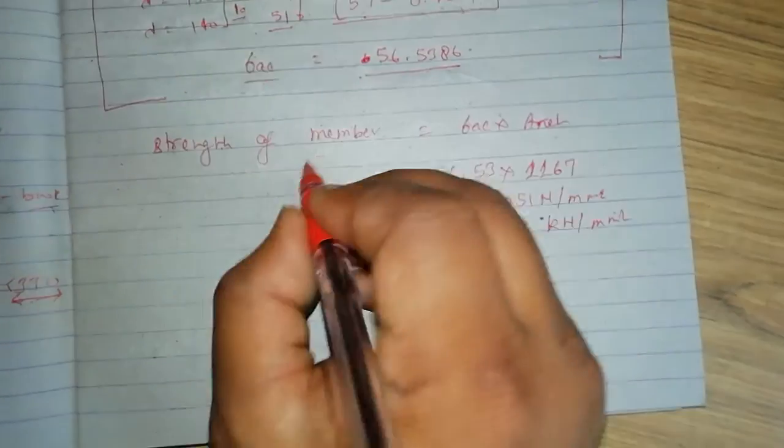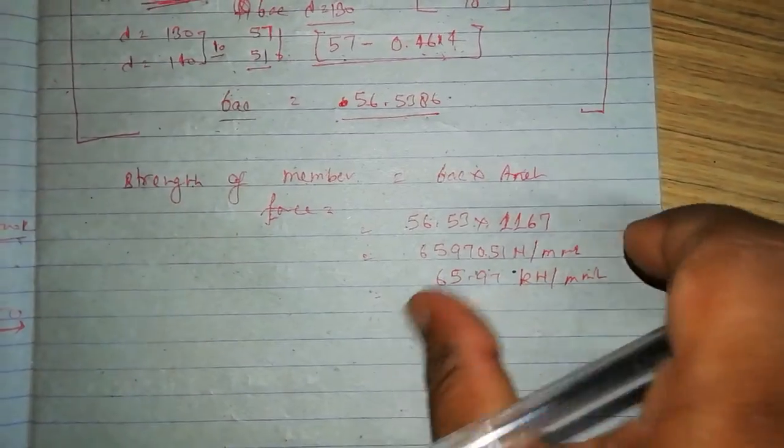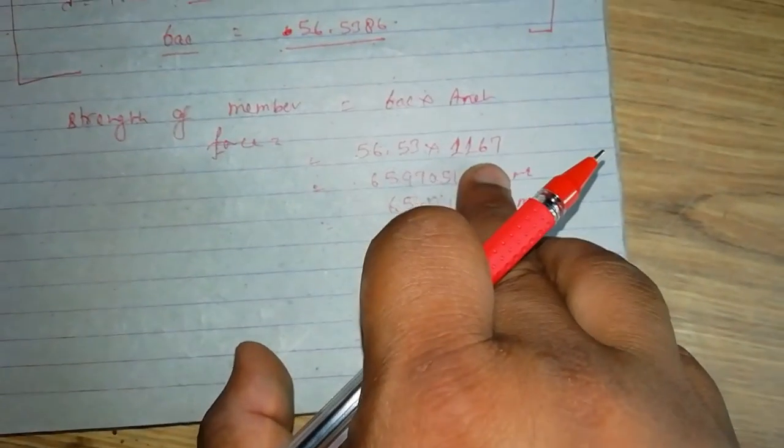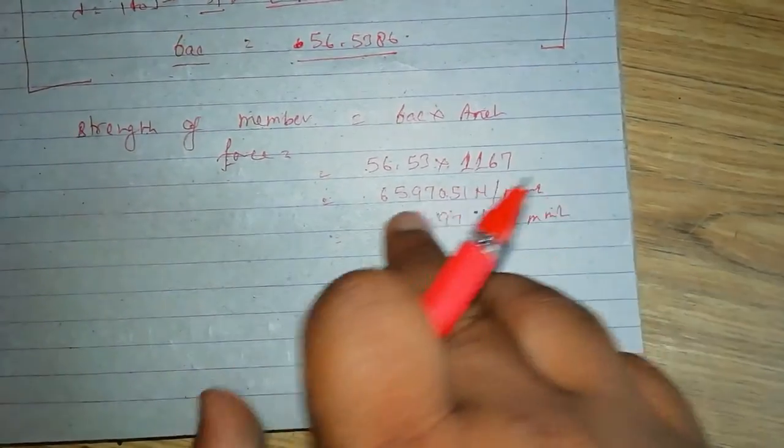Now again, strength of member, that is the force. As you know, force equals stress into area. So 56.53 into area, that is 1167. So you can calculate here.